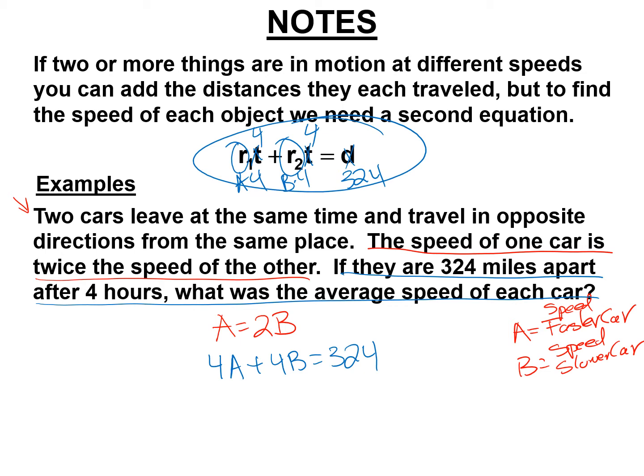So let's look at what we did. We took this word problem. We know two things. We know the faster car goes twice the speed of the slower. We know they were both driving for 4 hours, and they got 324 miles apart.